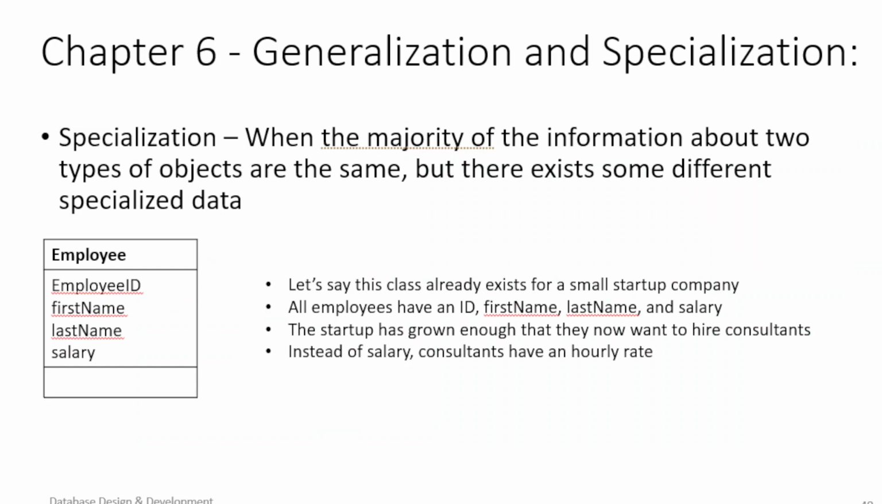Let's start with specialization. When the majority of the information about two types of objects is the same, but there exists some different specialization in the data. So what we've got here, let's take a look. We have a basic employee class here. Very simple. Employee has a couple of attributes: employee ID, first name, last name, and salary. Works fine. But let's say we created this class already, it's been working, and now we've decided to hire consultants. Well, instead of salary, consultants are going to have an hourly rate. So now we have a problem.